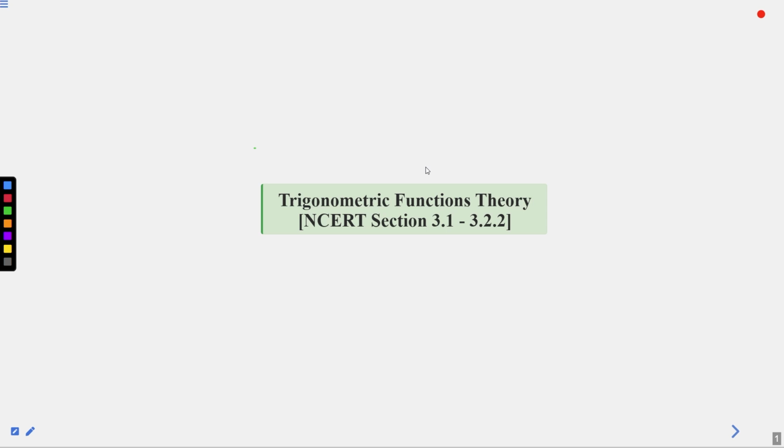So, in today's session we will be covering theory NCERT section 3.1 to 3.22.